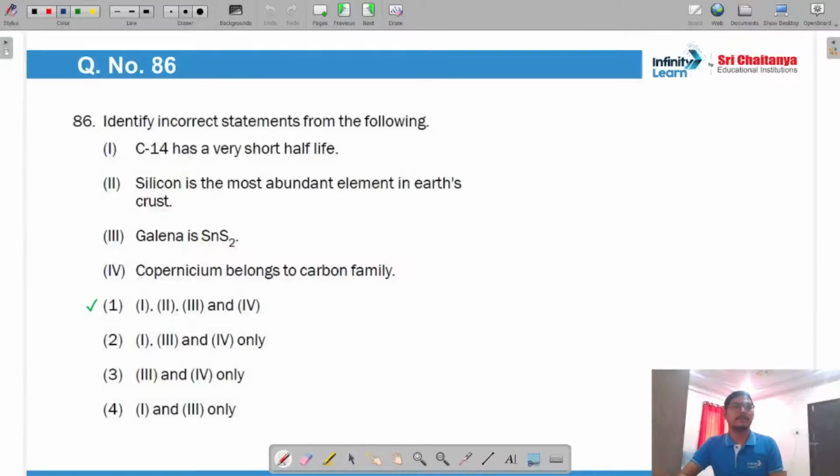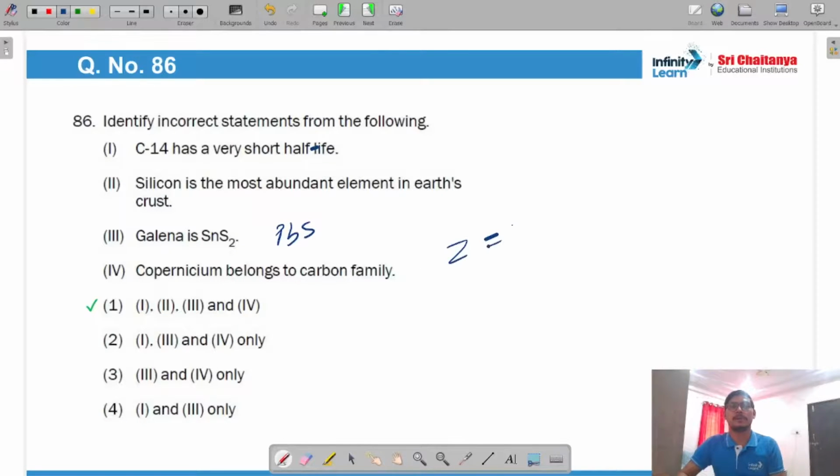Identify the incorrect statement. Carbon 14 has a very long half-life. In fact, in the chemical kinetics chapter of the NCERT book, there is a question in the back exercise. Silicon, no, oxygen is the most abundant element in the Earth's crust. Galena is PbS, which we also call lead glance. And copernicium belongs to the carbon family.